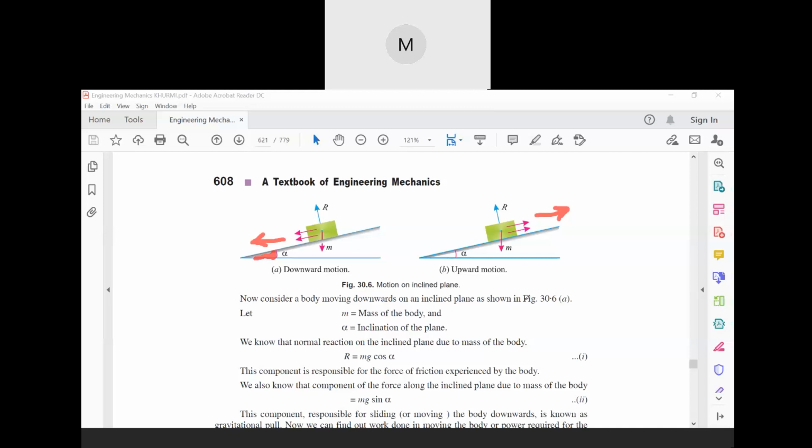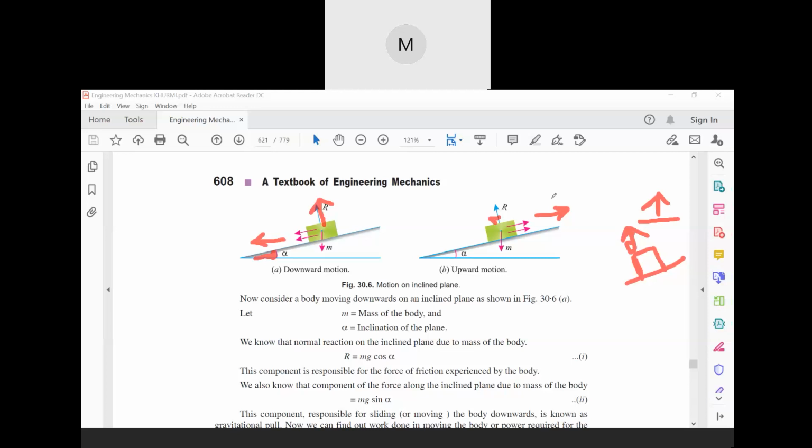Now, if you see the normal reaction on an inclined plane due to the mass of the body. The body is having mass m, so the body will give some normal reaction. Always remember one thing: this normal reaction is always perpendicular to the body. It is not perpendicular to the horizontal, but perpendicular to the body. If the body is inclined, then the normal reaction will also be inclined. That means this angle is 90 degrees. This is how we express normal reaction.